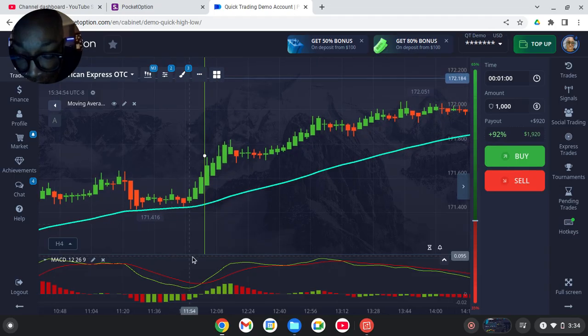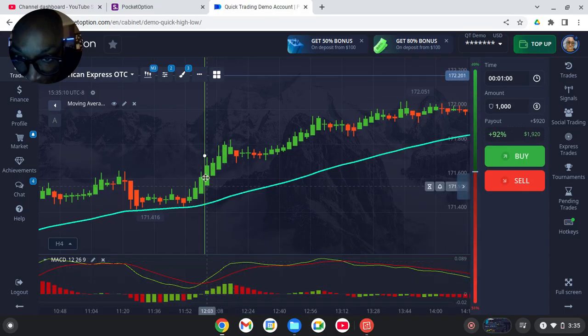Number two, you would be looking for a cross of these two lines right here on the MACD, with the green line being above, letting us know that we are ready to sell. So where I have this line right here, we see that the line crossed, price is close to the 50 moving average. We then go into the third confirmation.